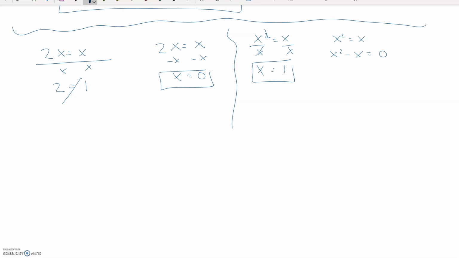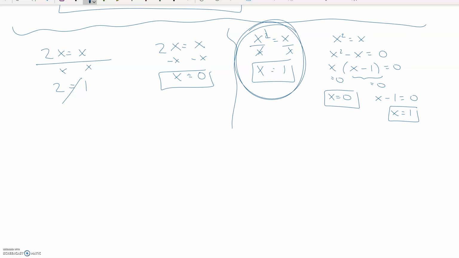You get x squared minus x equals 0, and then you factor. So we have x times x minus 1 equals 0. So then this little guy equals 0, and this little guy equals 0. We have two little baby equations, one with x equals 0, and one with x minus 1 equals 0, so we get x equals 1. So while this equation looked okay, it didn't give us both of the correct answers. This equation actually has two correct answers.